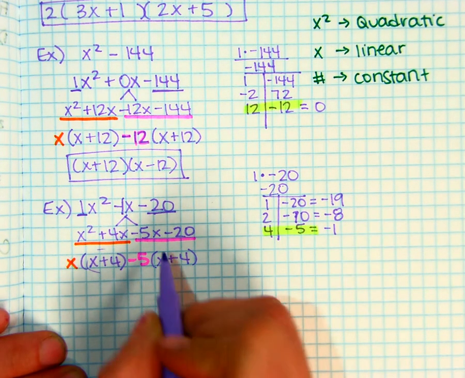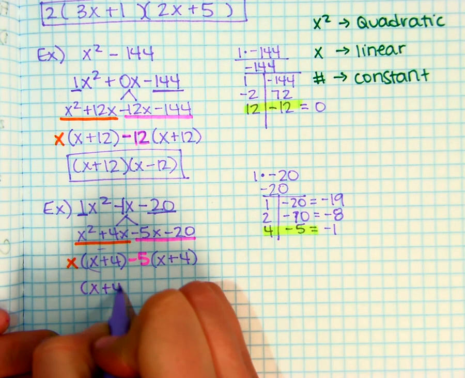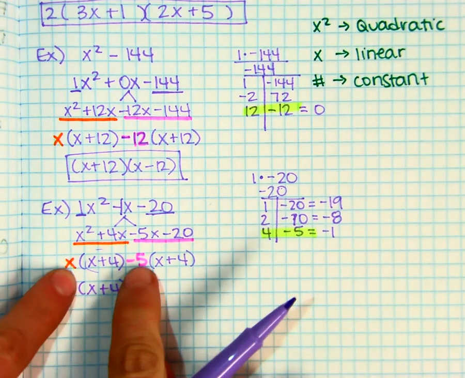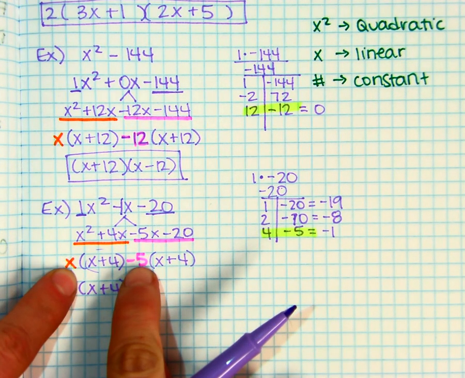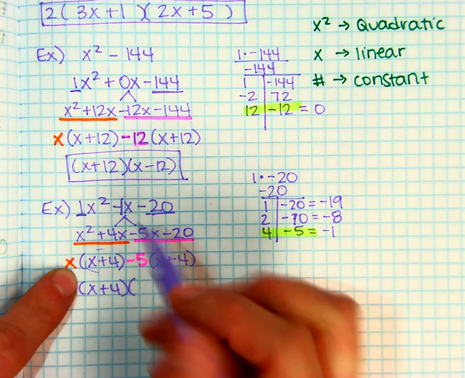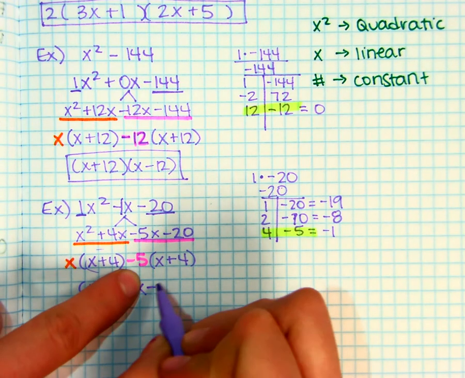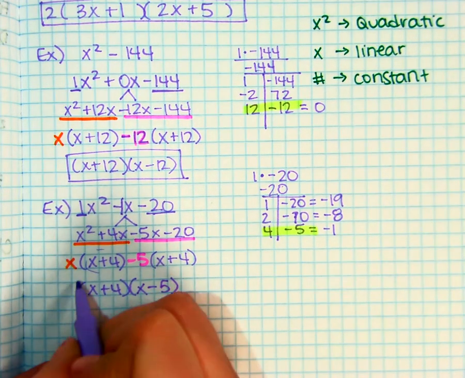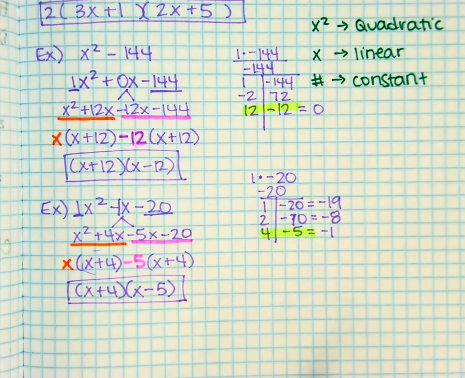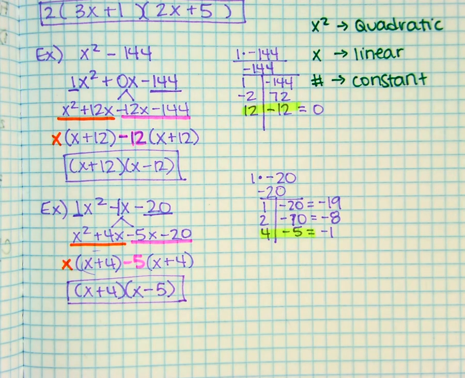This is repeated, so I'm going to write that first. I'm going to take the coefficients of those parentheses and write them here. So we have x minus 5. This is my factored form of that quadratic.